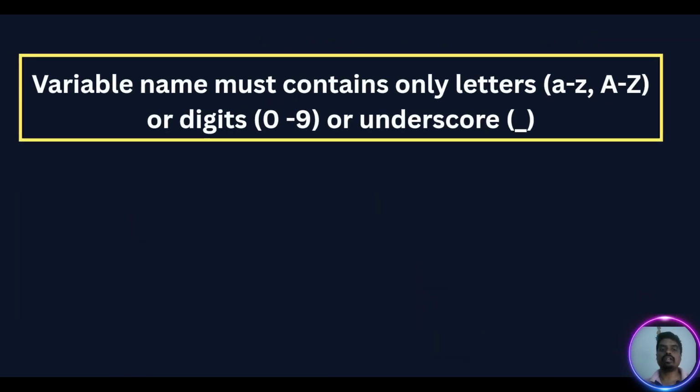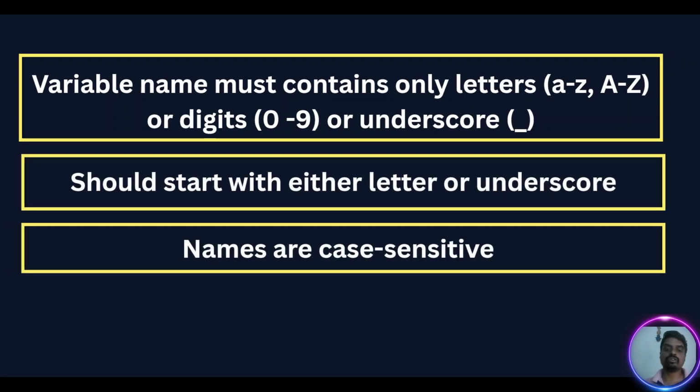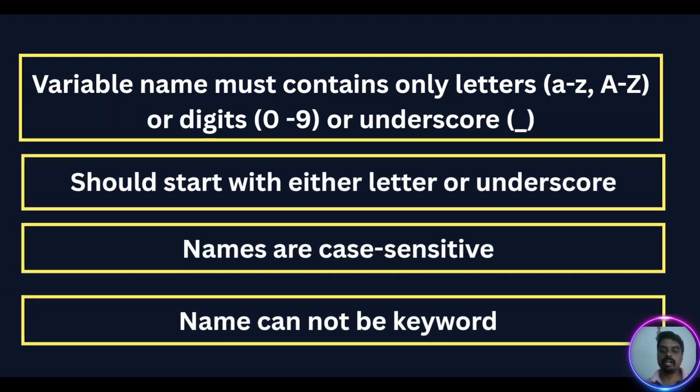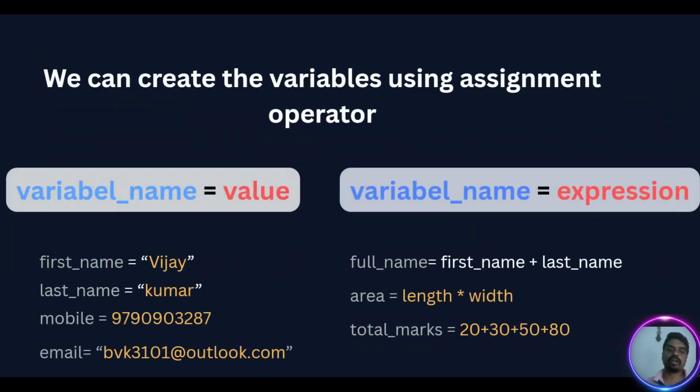What are the rules? A variable name must contain letters, and it should start with either a letter or an underscore. Names are case sensitive. Names cannot be keywords. Whenever, wherever you are, if anyone asks what the rules of identifiers or variables are, you should immediately be able to tell all these rules, guys. So let's explore further.